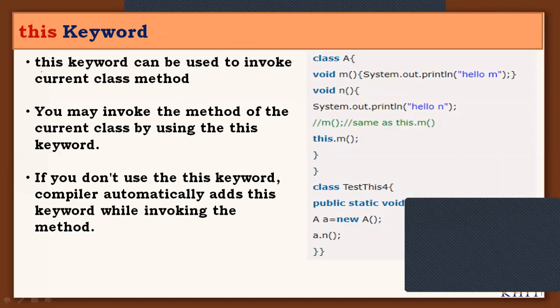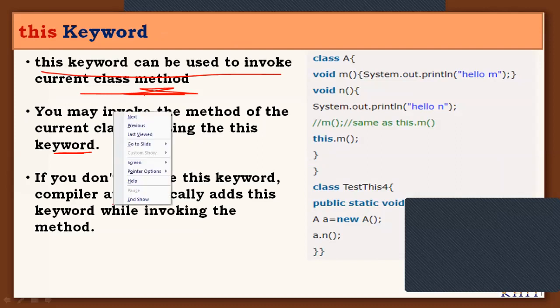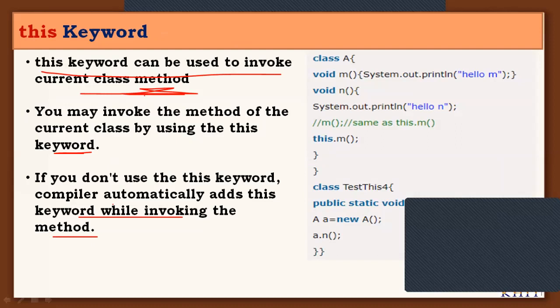Next one. The this keyword can be used to invoke the current class method. This is also another usage of the this keyword. You may invoke a method of the current class by using this keyword, as it is also right. If you do not use the this keyword, the compiler automatically adds it while invoking methods. See here, I have the m method and the n method, and hello n, hello m. Here it is, this.m. I'm just using the this keyword to invoke the m method.